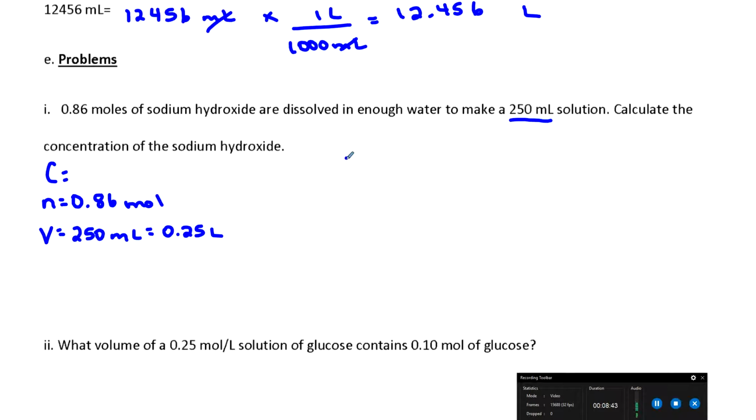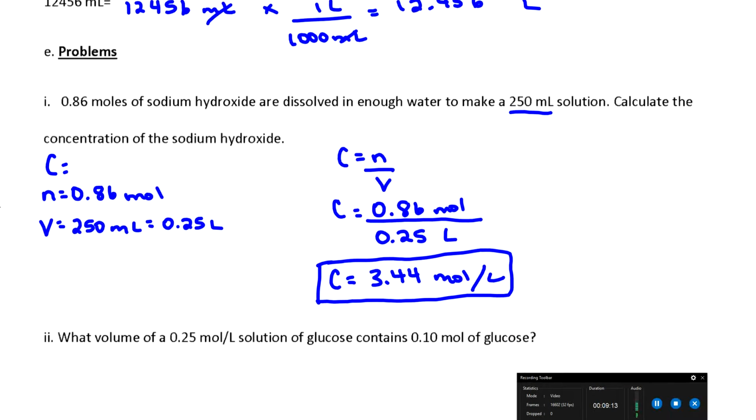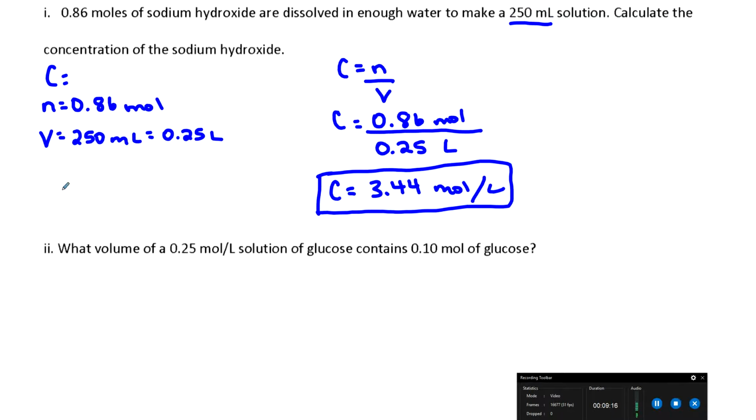Alrighty, so here's our formula, C equals n over V. We don't know C, we know that n is 0.86 moles, and our volume, we have to use it in liters, 0.25 liters. So therefore, our concentration is 3.44 moles per liter. And it's as simple as that. Not a very difficult formula to use, and because it's only 3 different possible variables, it's pretty easy to identify which is which.